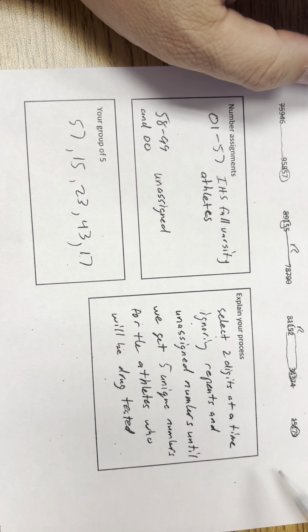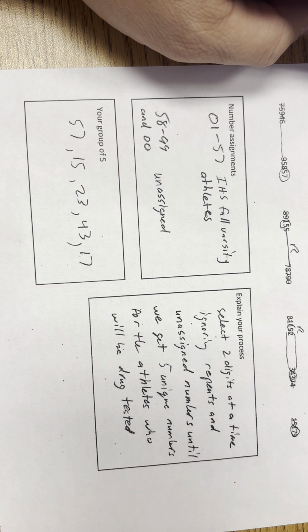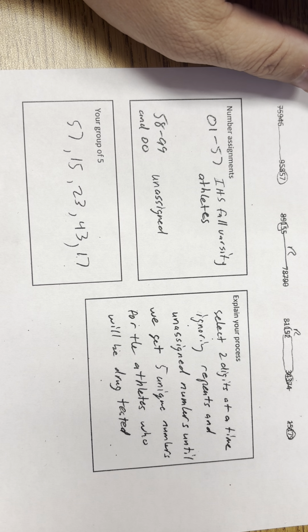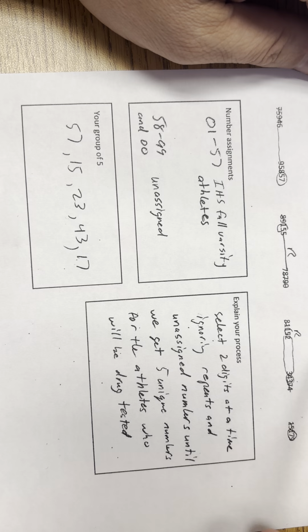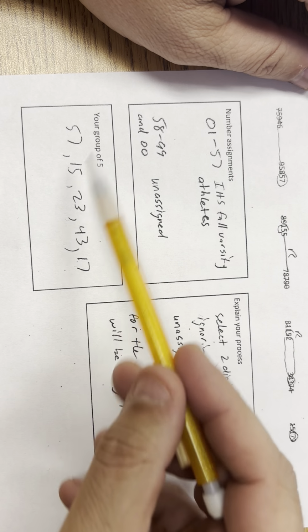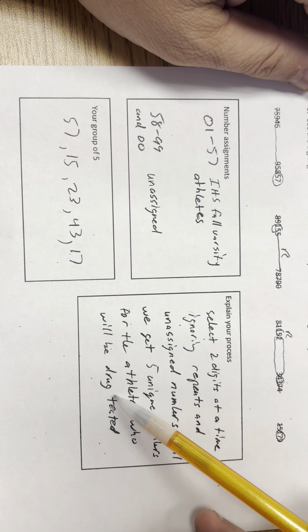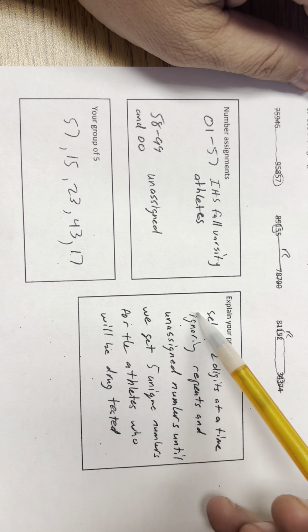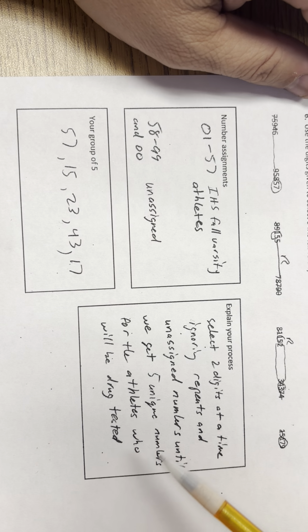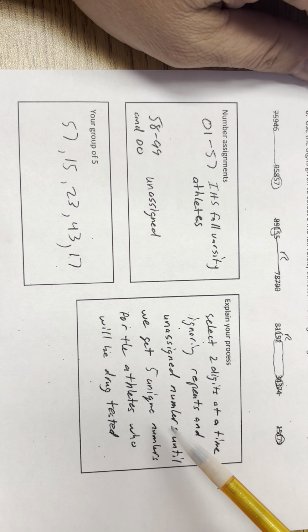All right, and then here's the random digit table. Again, there's not much to talk about. Fall varsity athletes are who we're assigning numbers to, and the ones that are selected get to take a drug test. Okay, select 2 digits at a time, ignoring repeats and unassigned numbers, until I get 5 unique winners, well, not really winners, 5 athletes that will be drug tested.